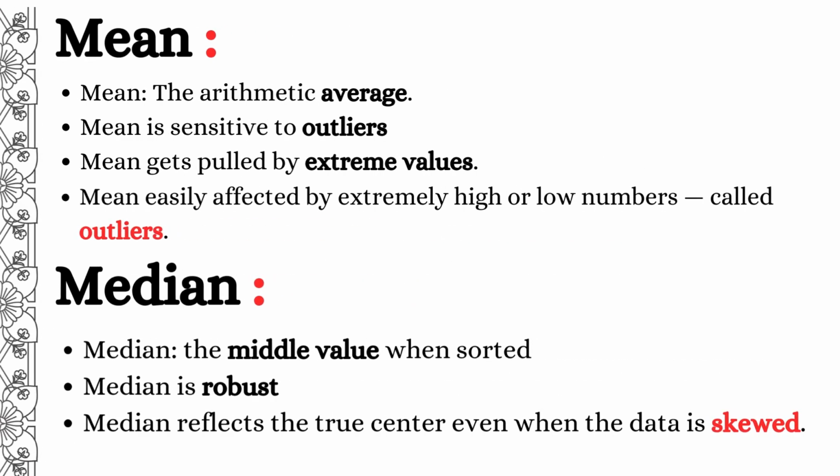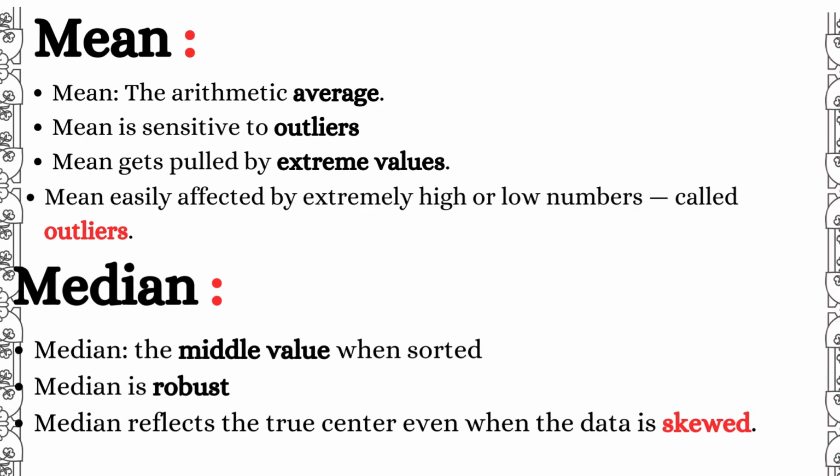Mean. The arithmetic average. The mean considers all values, so it gets easily affected by extremely high or low numbers, called outliers. Median. The middle value when data is sorted. The median is more stable in such situations. It finds the middle, so even if few extreme values sneak in, it stays reliable.